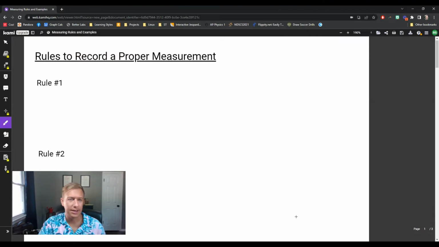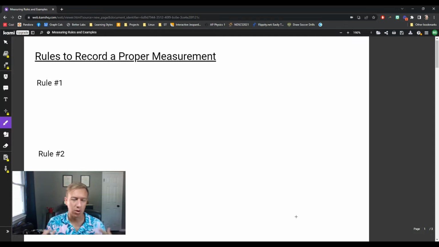So I'm here at my computer now. I'm going to walk through our measuring rules. Again, these rules are put in place for us so that we get about the same measurement. Again, we talked about the table. If we're measuring the table, we would expect that we all get about the same answer.